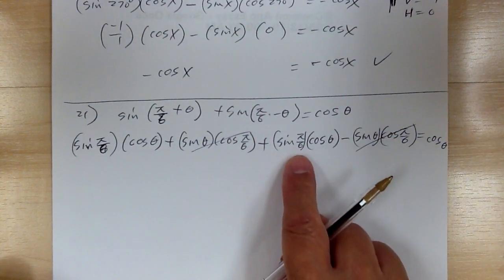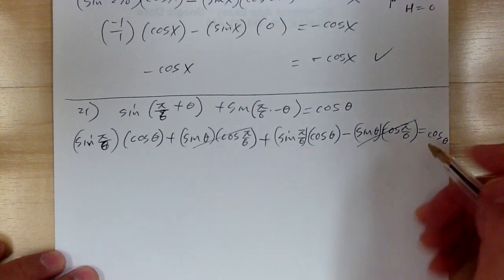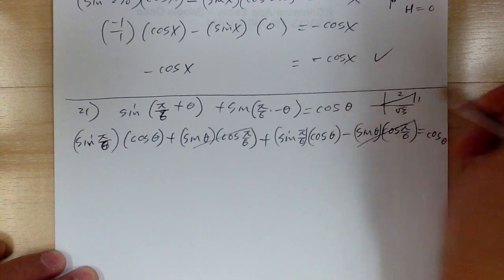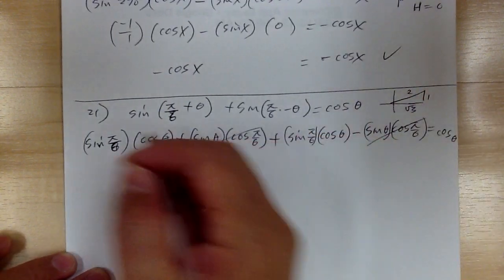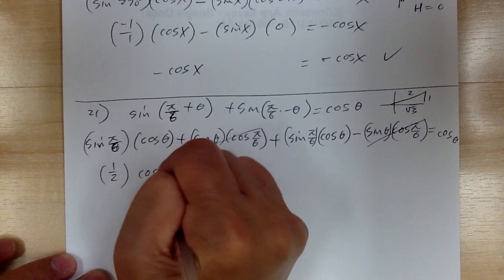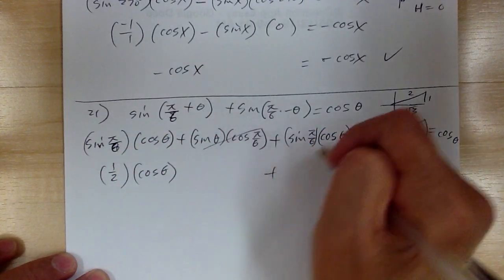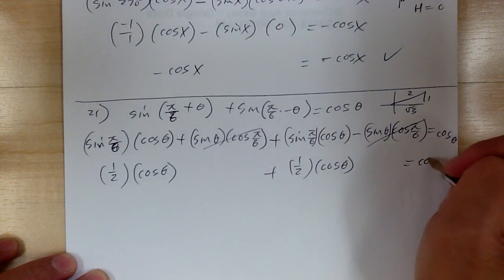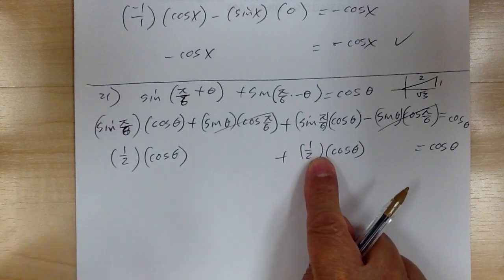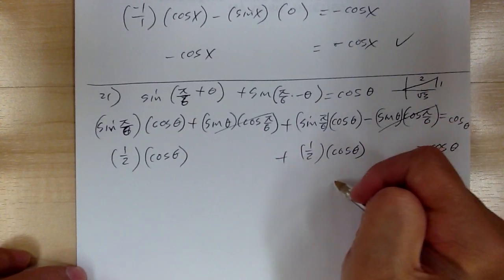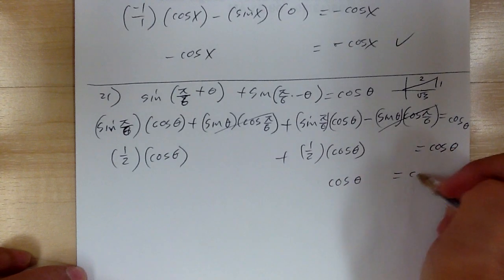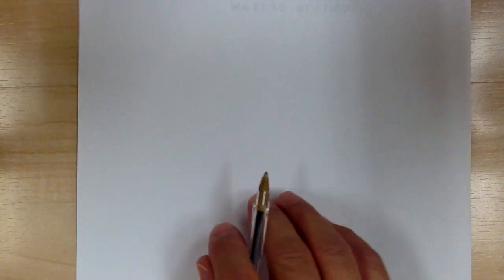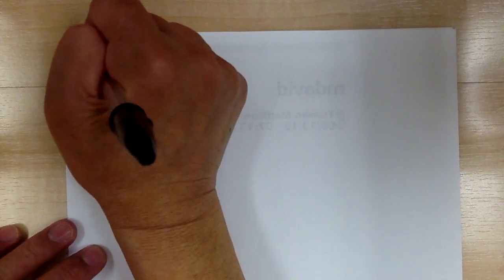Pi over 6 is 30 degrees. If you draw your triangle, it's going to be like this: 1, 2, square root of 3. So sine of pi over 6 is 1/2. You're going to get 1/2 cosine theta, so this cancels out already. Plus, again, this is 1/2 cosine theta equal to cosine theta. So 1/2 plus 1/2 is 1, and you get 1 cosine theta. So you get cosine theta equal to cosine theta, and put a check mark. Okay, let's go to 23.